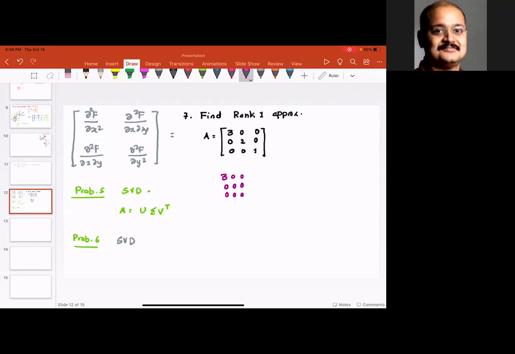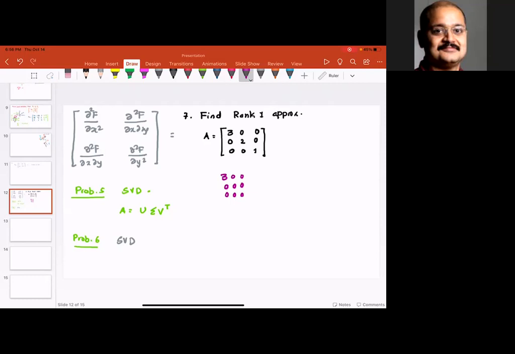Look at the matrix that is given: 3 0 0, 0 2 0, 0 0 1. How many independent columns or independent rows does this matrix have? 3. That's why we are getting norm as 3 and rank as 3. Do you agree with me? Can you see the rank of this matrix? Sorry, the rank of this matrix is 3.